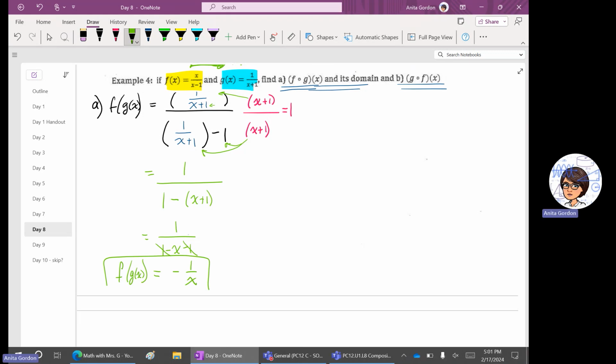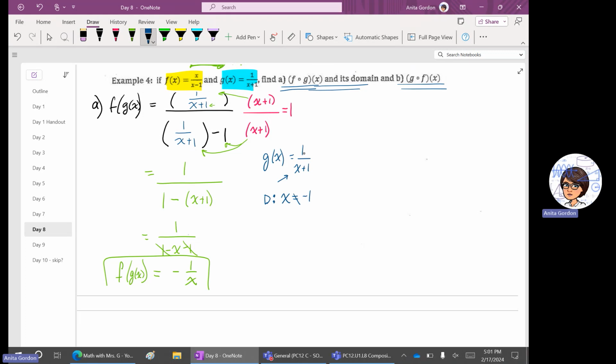Okay. So let's take a look. What are the restrictions here? Looking at g of x, we have this as our original function. What is the domain of g of x? Well, we know that we can't have a 0 in the bottom, so the domain of g of x is that x cannot be -1.